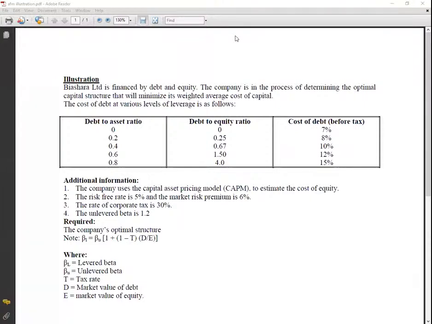And then they've done a big mistake. They've given us what we call the unlevered beta, which is 1.2. And then, ladies and gentlemen, they want us to do something very easy. They want us to give them the company's optimal capital structure.